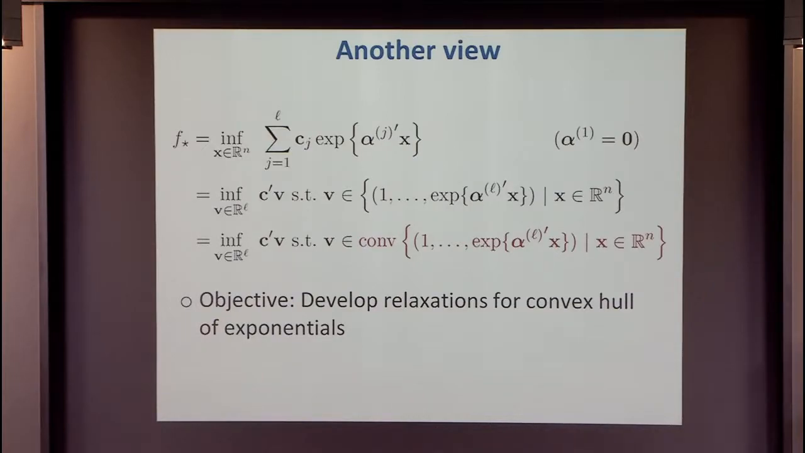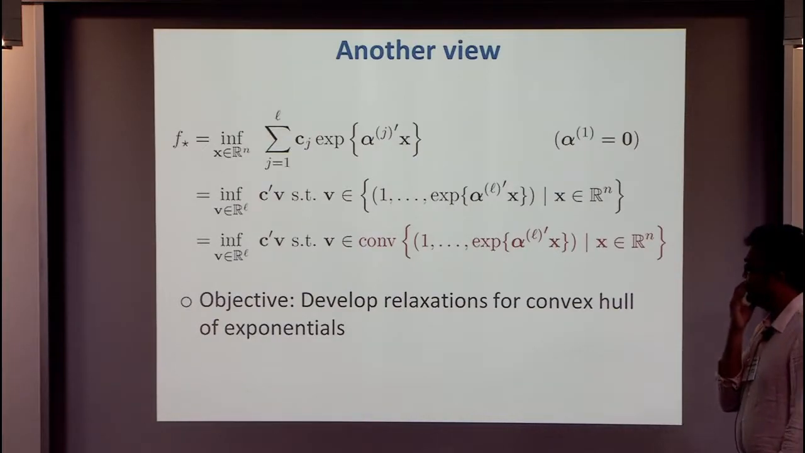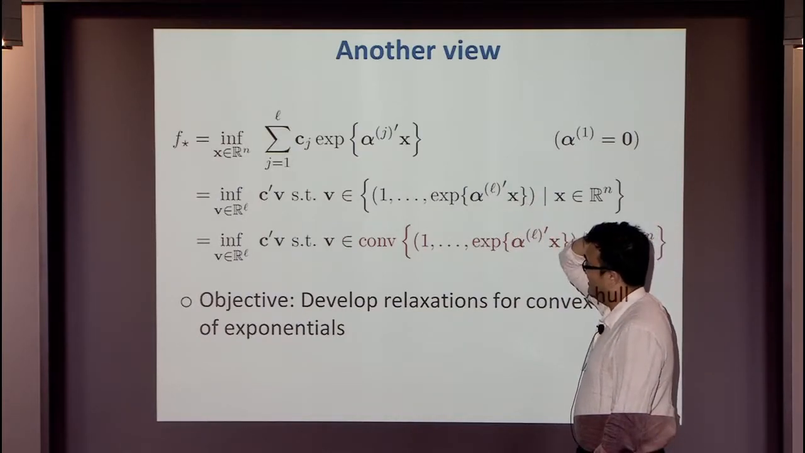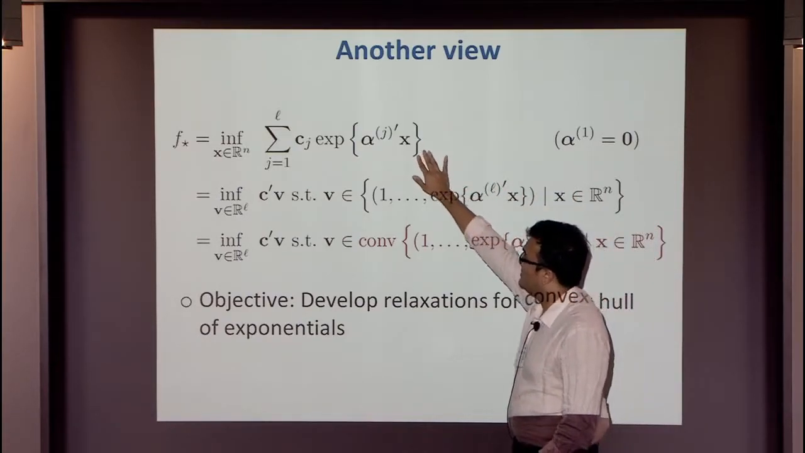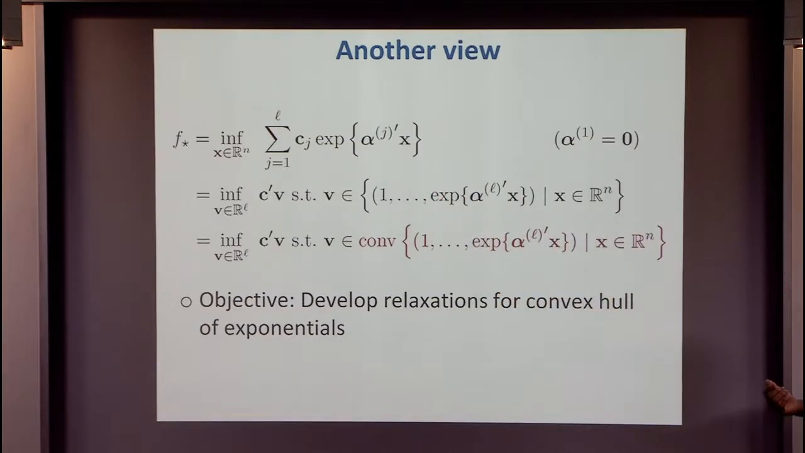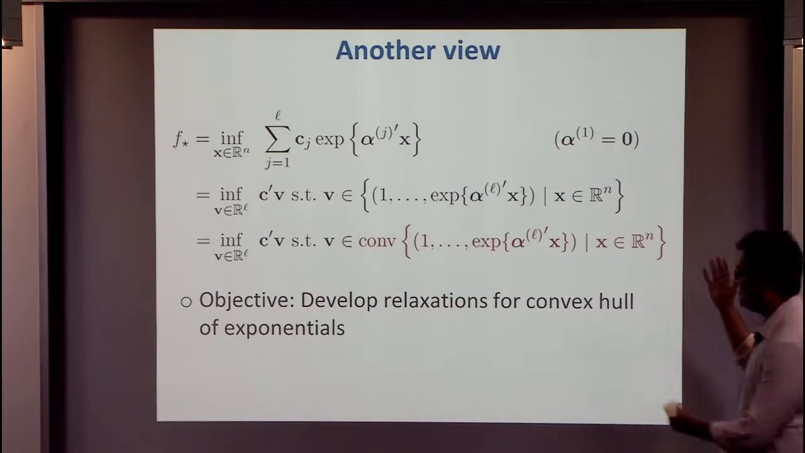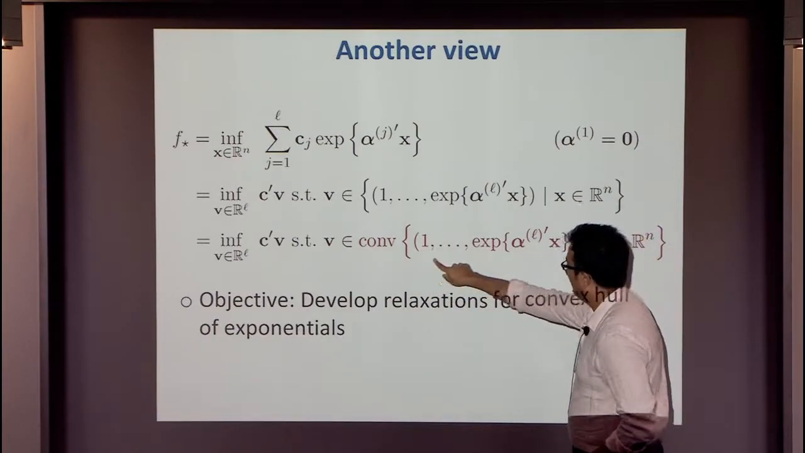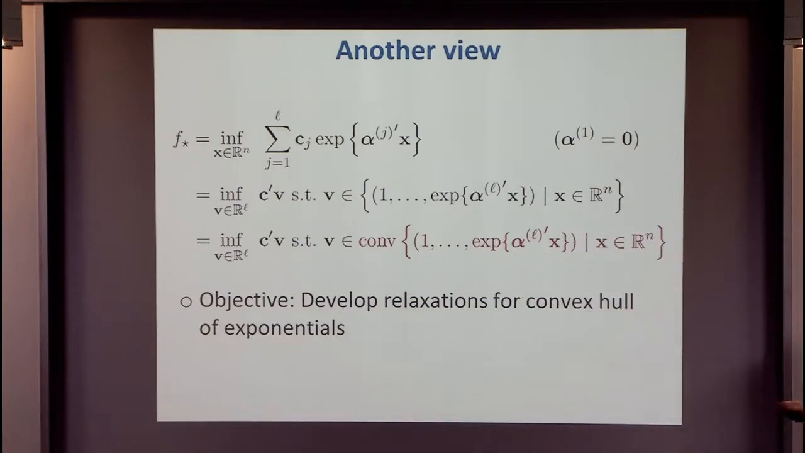Another view of what I'm interested in, a dual view, if you will, if you focus for instance on the unconstrained case, is that by a simple transformation you can also view everything I'm doing as trying to understand this object, the convex hull of a collection of points where each of these are just exponentials.